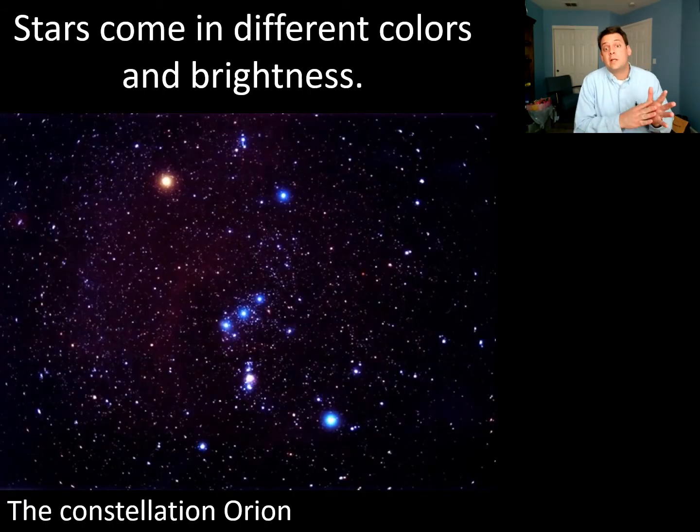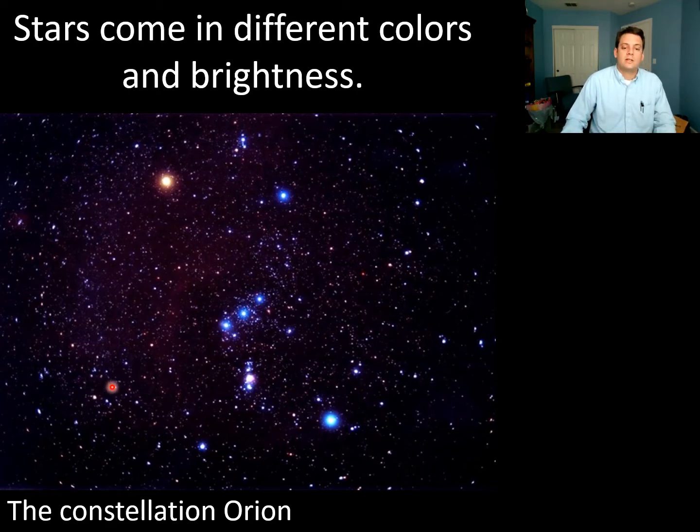So stars come in a number of different flavors, by which I mean colors. There are red stars, there are blue stars, there are white stars, and we'll talk about those in detail in the coming lectures. But in addition to different colors, they come in different brightnesses too, and those are related, and they're both related to temperature.